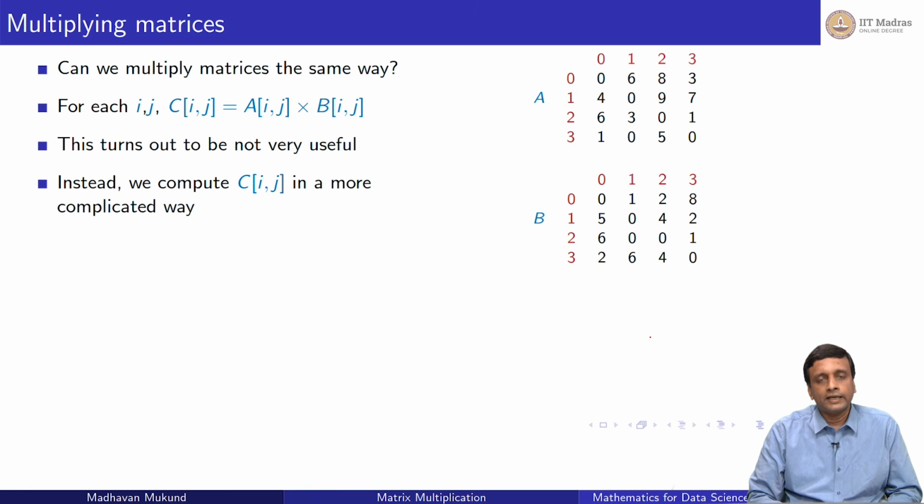So again we have to come up with a rule for computing the ijth entry of the product. The product of A and B has again entries i comma j. So what is the value that goes into Cij?